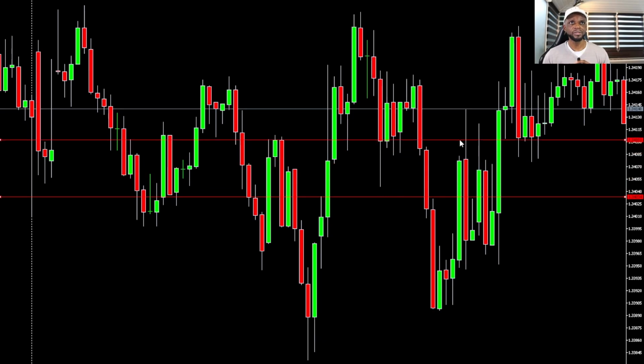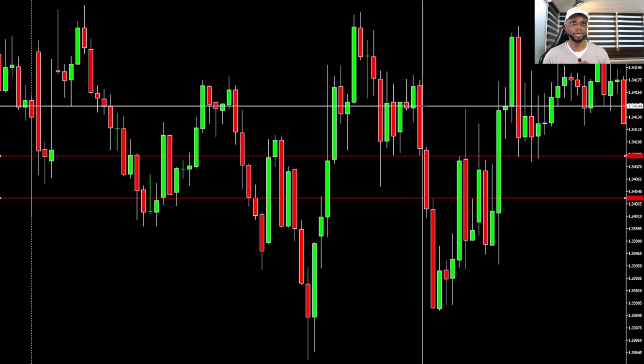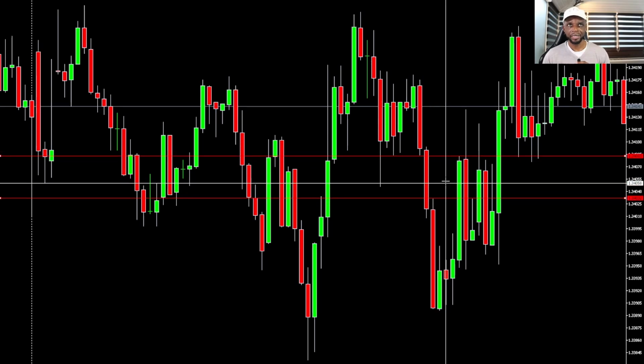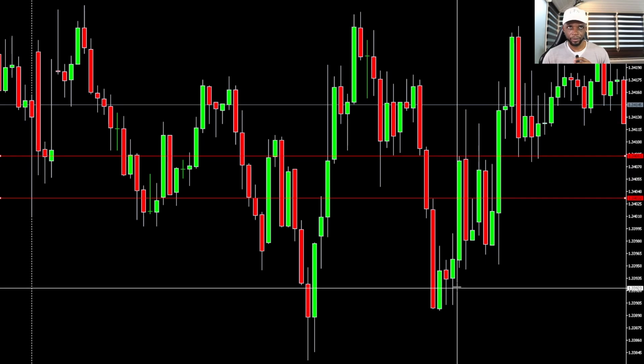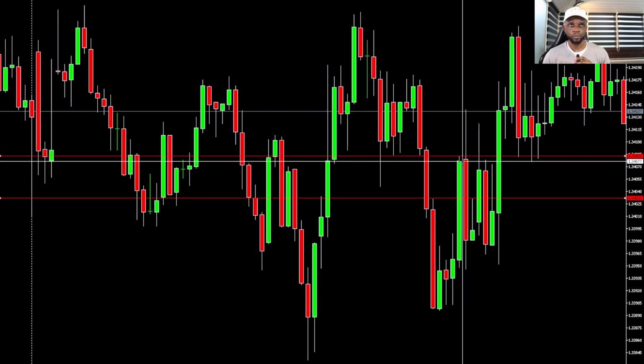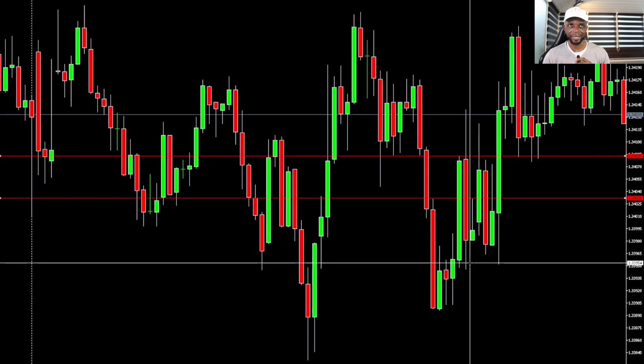Let's move to this imbalance here. So you can see the imbalance of the red bars, of the down bars. An imbalance was created here. Can you see how price went down, came back here? Where do you think it bounced from? It bounced from this imbalance, went back down.